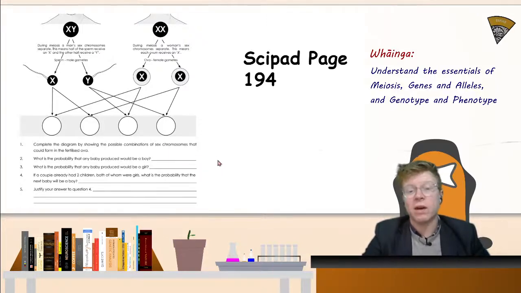Remember, there are also other complications that come along with this too, but we need to understand the fundamentals first. If a couple already had 2 children, both of whom were girls, what's the probability that their next baby will be a boy?